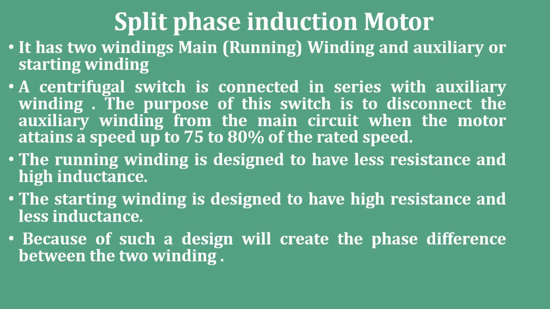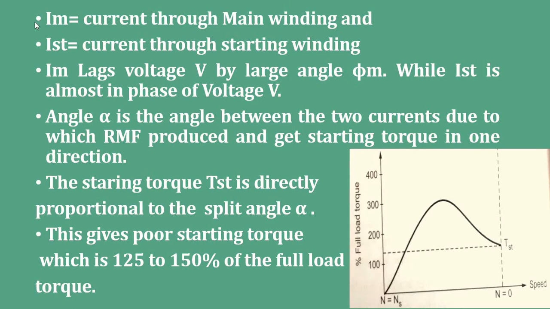Because of that, the motor starts from its initial condition, and that angle alpha between the two windings is nearly 90 degrees. Hence we get the characteristics of the motor like this, which is just like the three phase induction motor in nature, but the amount of full load rated torque is different. The split phase mechanism gives poor starting torque, which is 125 to 150% of the full load torque.